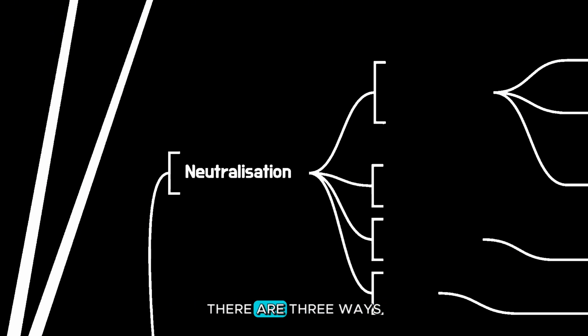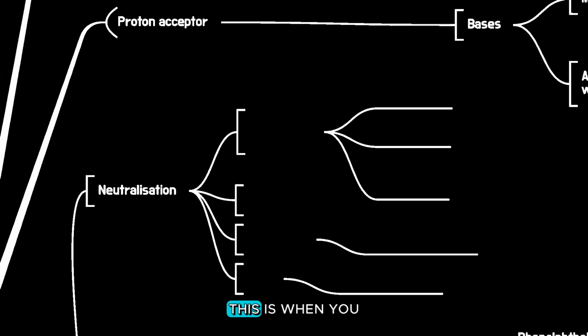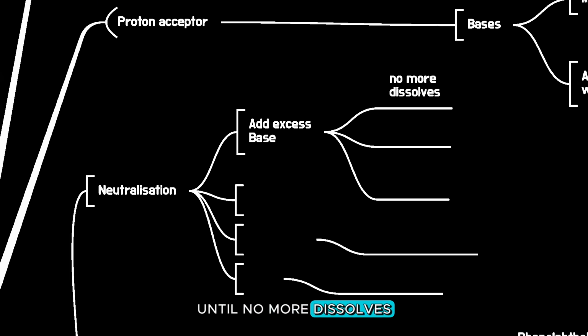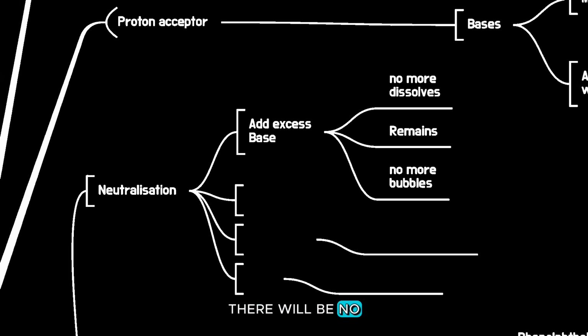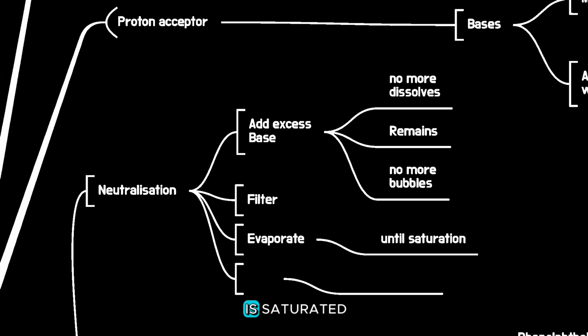Speaking of salts, there are three ways to prepare a salt. First is by neutralization. This is when you add excess base to the acid until no more dissolves and the solid base remains at the bottom. In addition, there will be no more bubbles if carbonates were added. Following this, you will filter out the excess base and you'll evaporate the filtrate until the solution is saturated. Finally, you'll cool down the filtrate to form crystals of the salt.